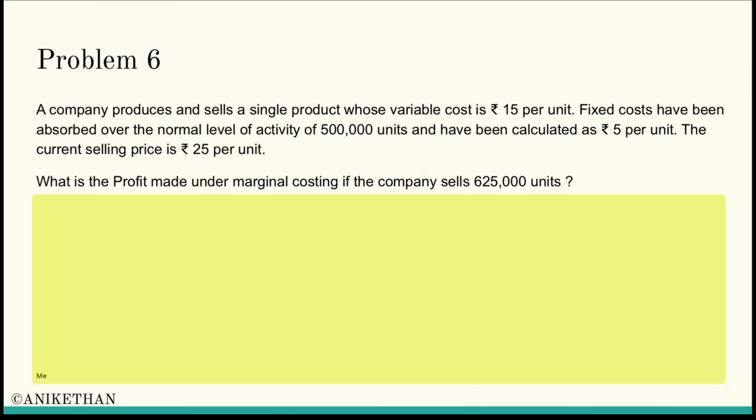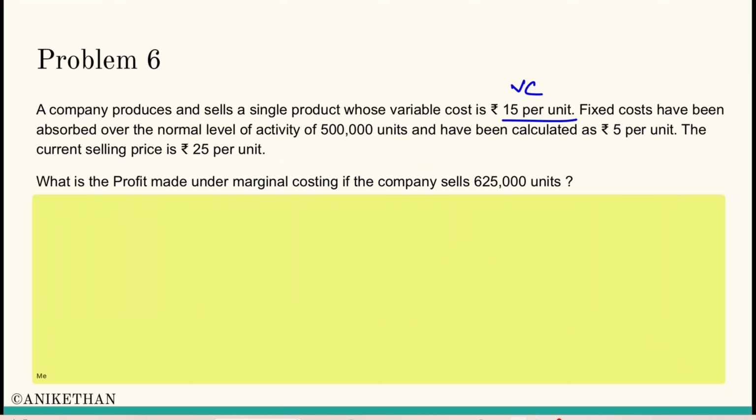Let's take another problem. A company produces and sells a single product whose variable cost is 15 per unit. So this is the variable cost. Fixed costs have been absorbed over normal level of activity of 5 lakh units and have been calculated as 5 per unit. The current selling price is 25 per unit. This is sales. What is the profit made under marginal costing if the company sells 6,25,000 units? So this is the question.